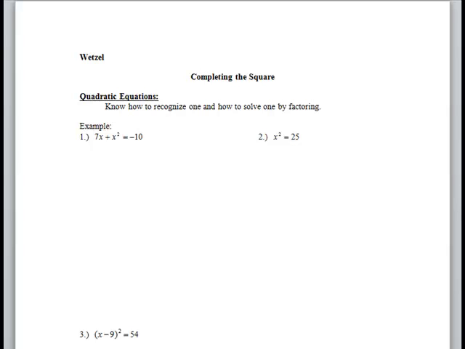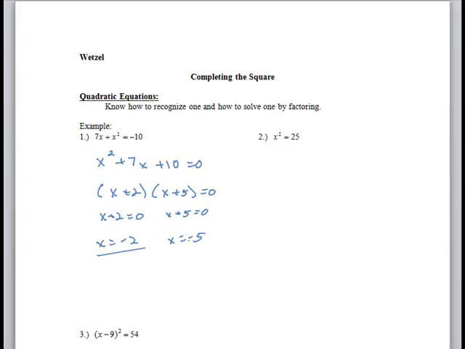We see that exponent of 2, quadratic equation. The way we solve by factoring is to put it in standard form, getting all the terms on one side of the equation. In other words, setting it equal to 0, and factor. This particular equation factors into x plus 2, x plus 5. Set each factor equal to 0 and solve. Gives us two solutions, -2 and -5.